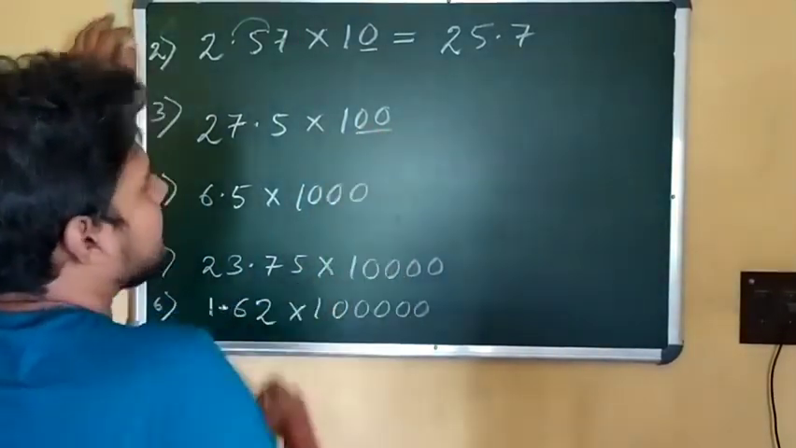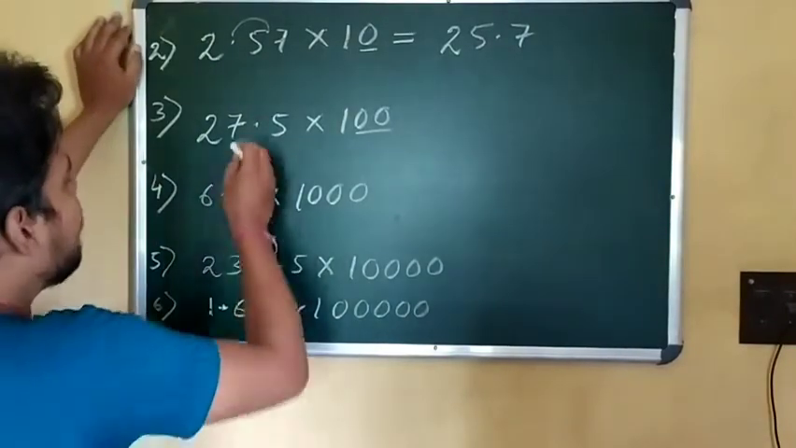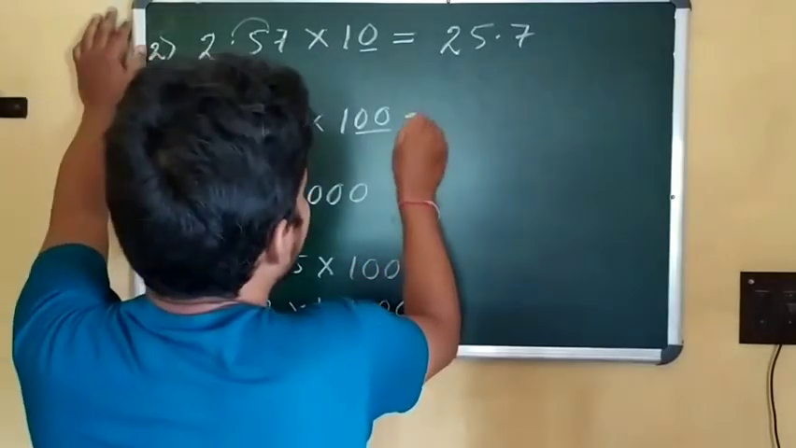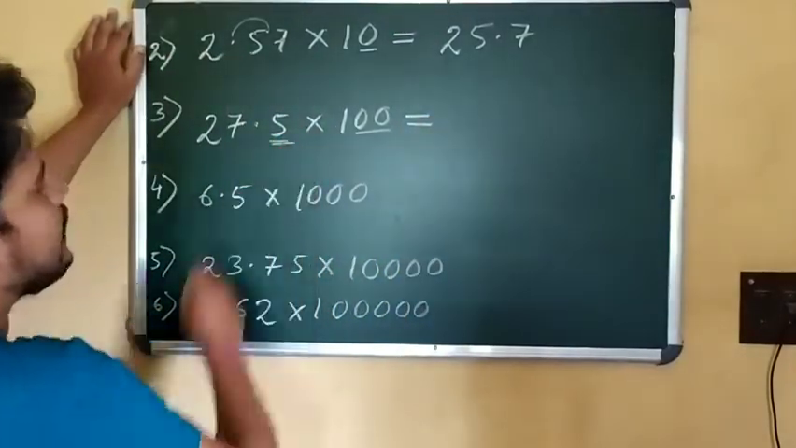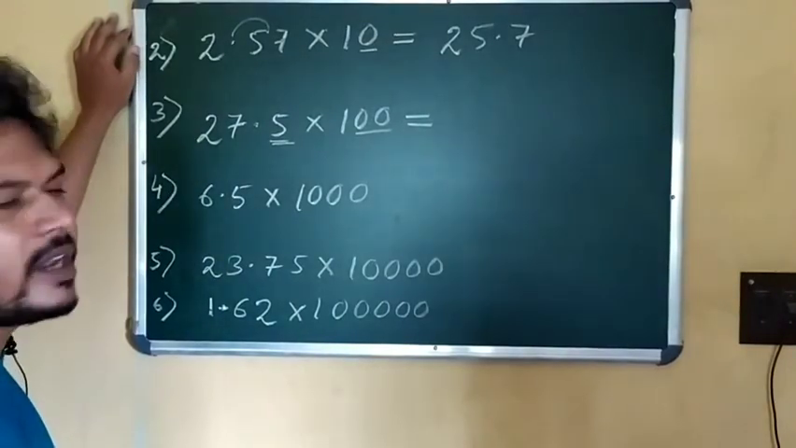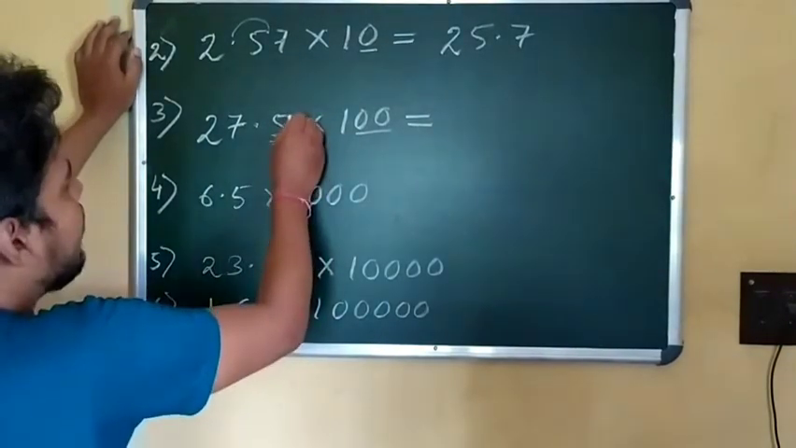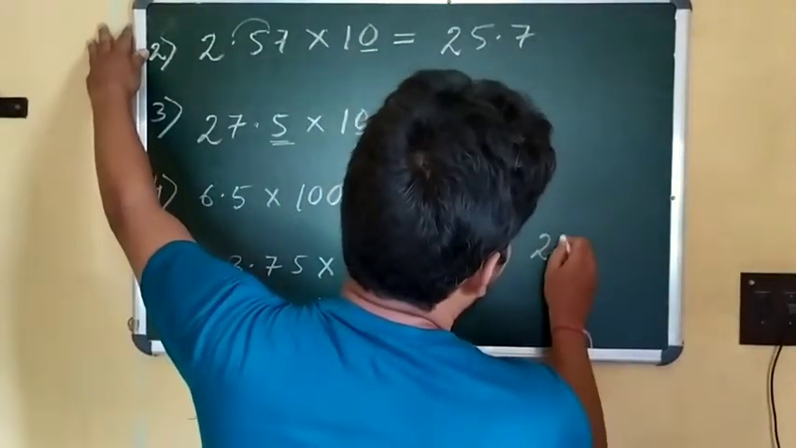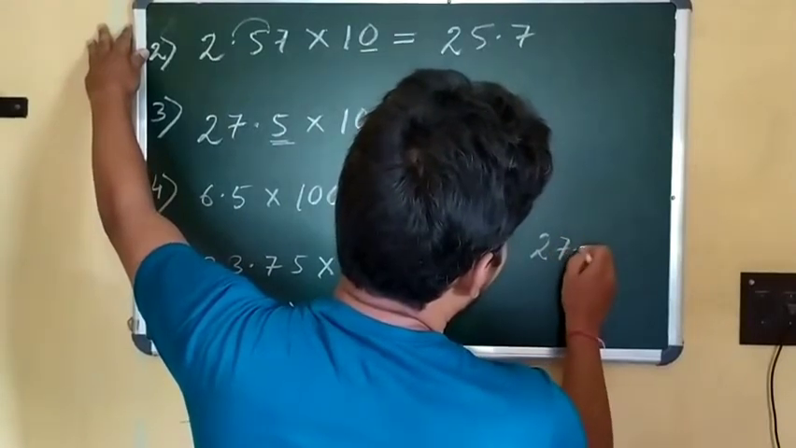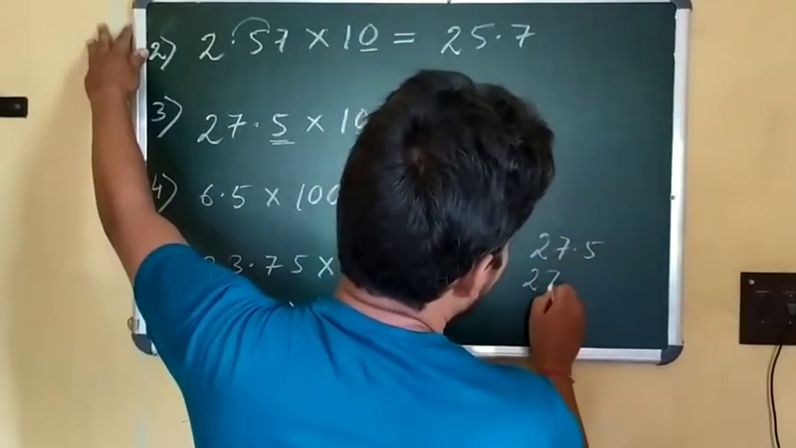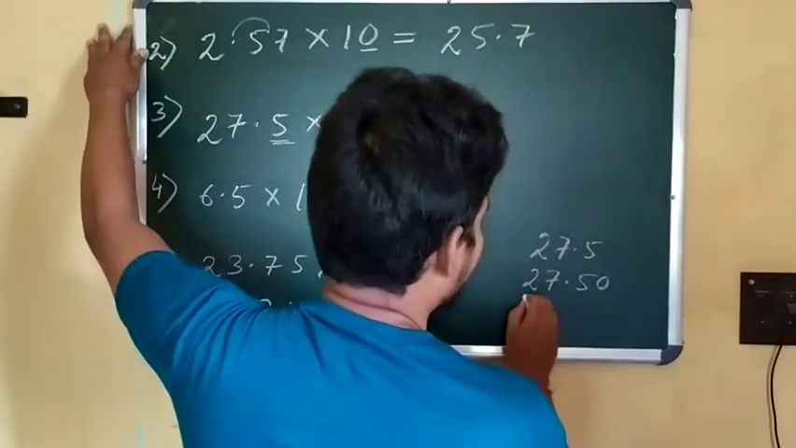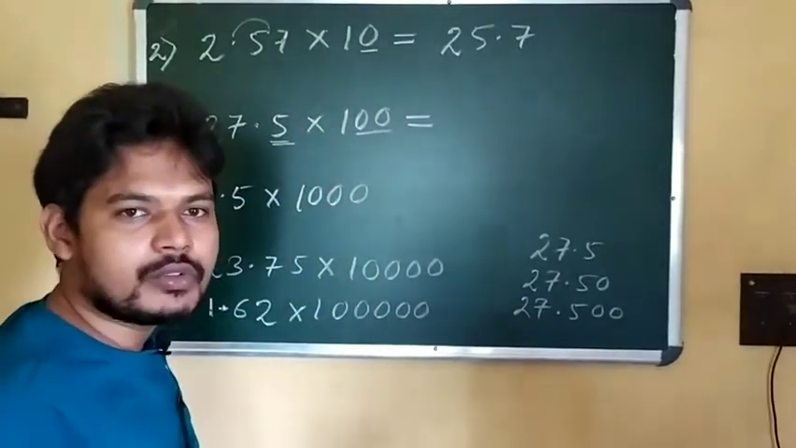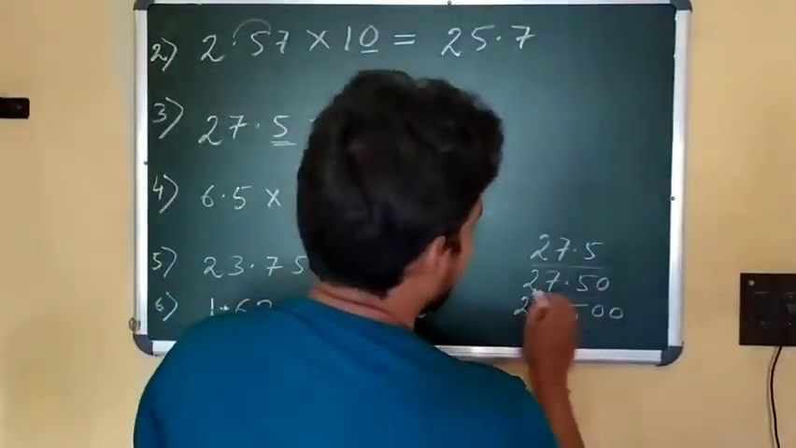Now you come to example 3. Here how many zeros are there? 2 zeros are here, and you have to shift this decimal point 2 digits to the right. Then you can see only one digit is present. Now you have already learned that we can add zeros. There will be no change in the value if you write 27.5, or if you write 27.50, or if you write 27.500; there will be no change in the value of this number.